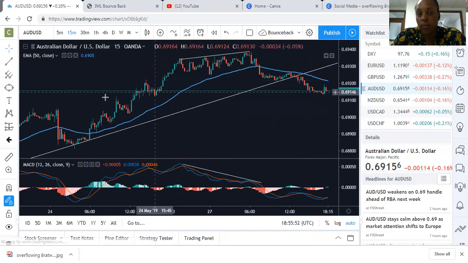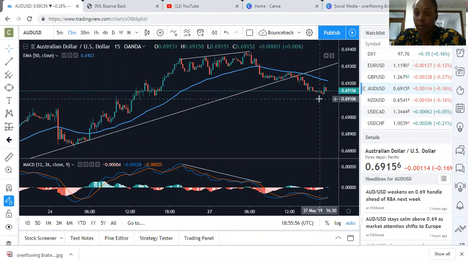So you can see the two options. You can see how this broke below, and you would have still been in profit. Now, if it were to break back above my 50 moving average line, you could continue to hold the trade. That's what I see.